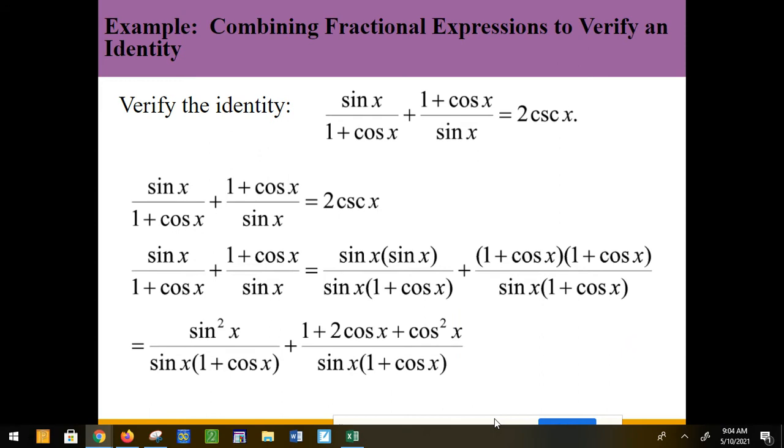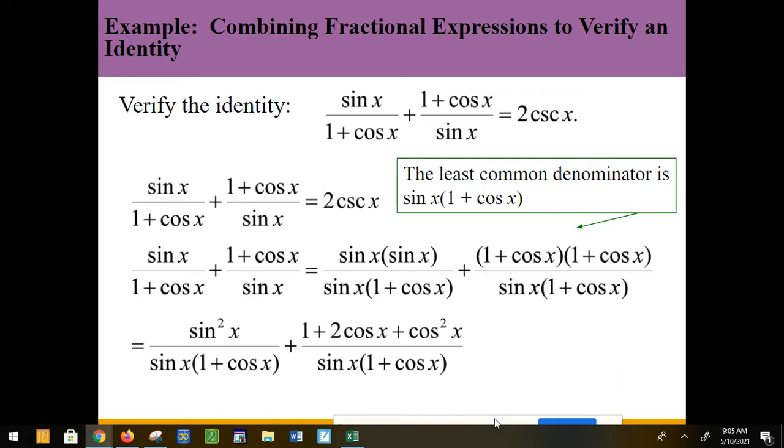All right, here's another one. Combining fractional expressions to verify an identity. In this case, you're starting with sine of x over 1 plus cosine of x plus 1 plus cosine of x over sine of x is equal to 2 cosecant of x.